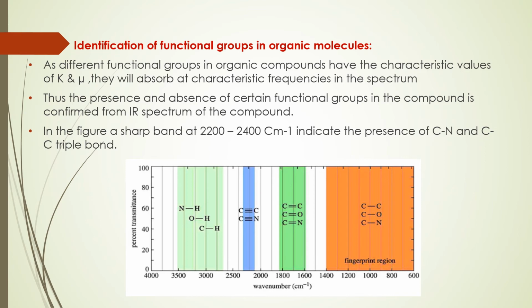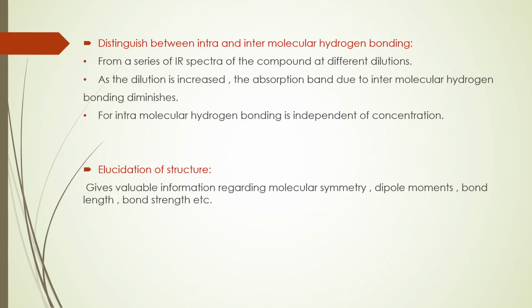And we can also distinguish intramolecular hydrogen bonding and intermolecular hydrogen bonding. If you take a series of IR spectra of the compound at different dilutions, as the dilution is increased, the absorption bands due to intermolecular hydrogen bonding diminish, whereas intramolecular hydrogen bonding is unaffected by change in concentration, or it is independent of concentration. And the most important one is that we can also elucidate the structure of a compound, which gives valuable information regarding molecular symmetry, dipole moments, bond length and bond strength.